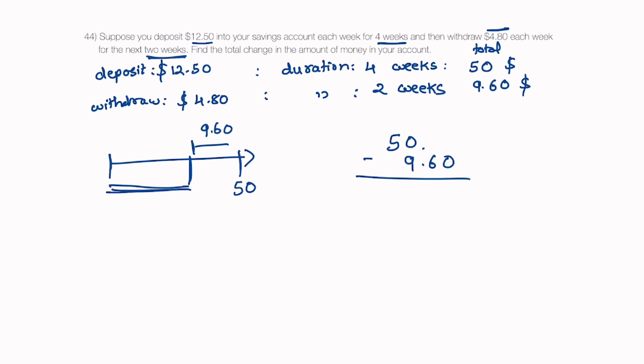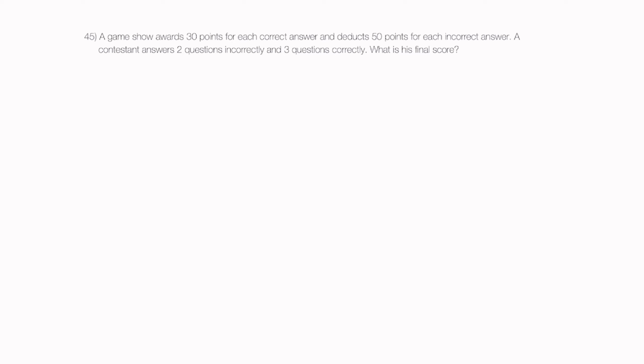Do we actually need to do this? 9.60 plus 40 would make it 10, right? And then 10 to 50 is 40. So that's $40.40. We have already done 4 word problems so quickly.